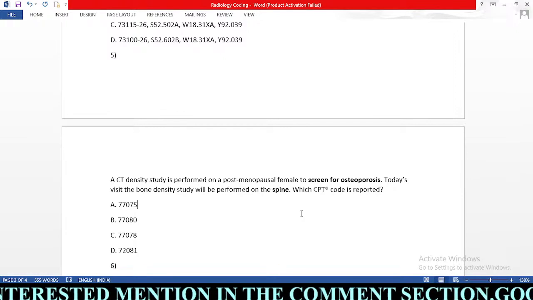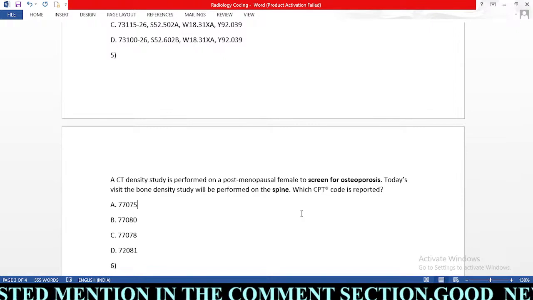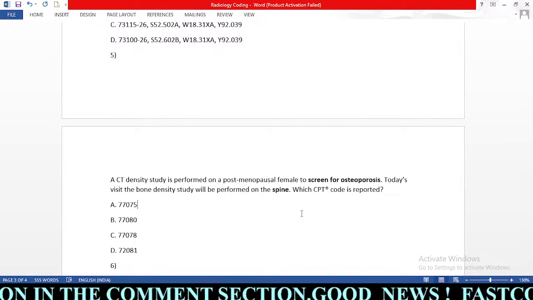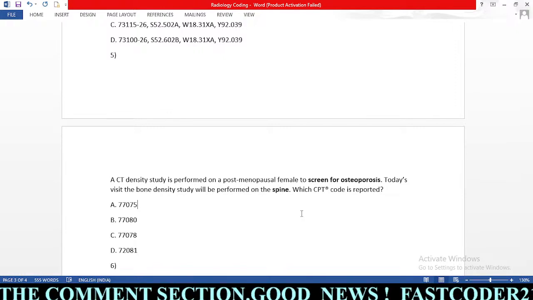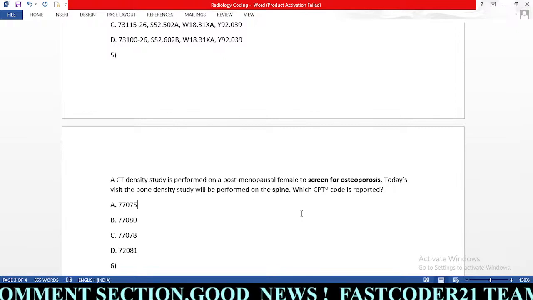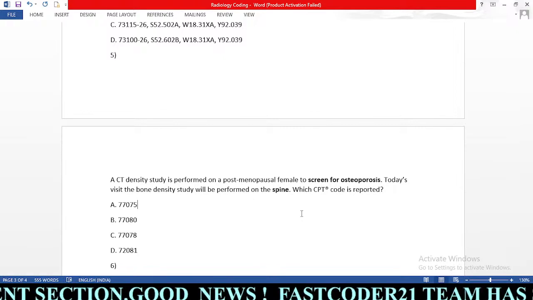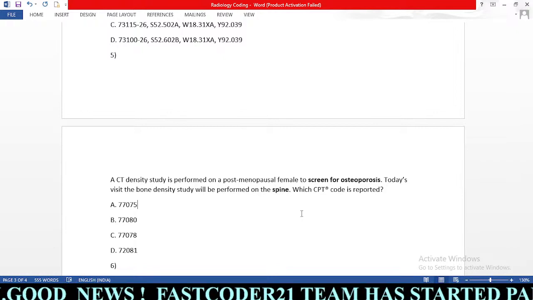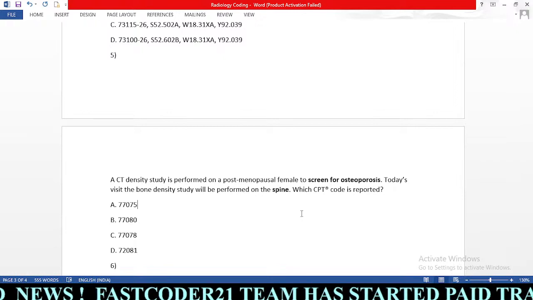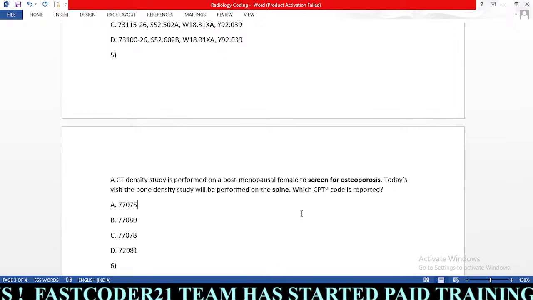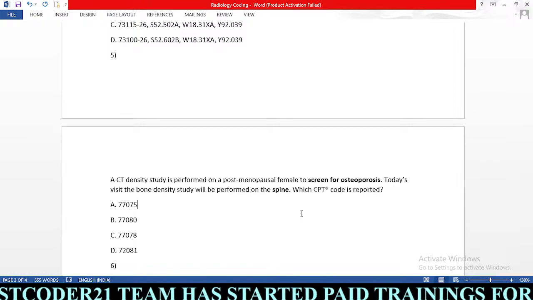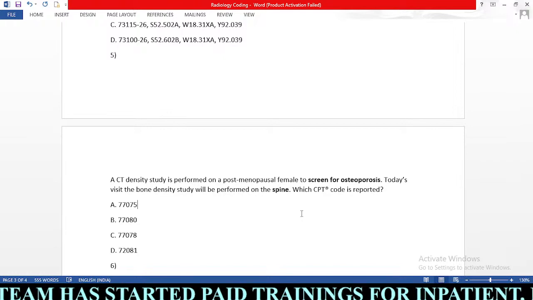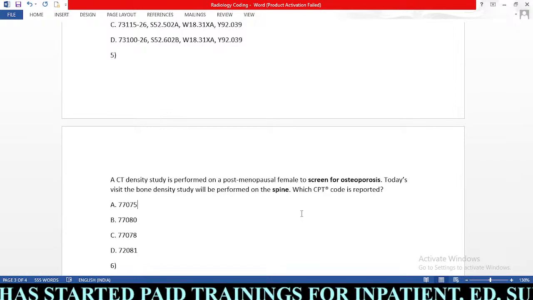So what is next? 77080. So 80 is for computed tomography bone mineral density study, one or more sites, axial skeleton. So this is also correct. 77078 is correct. So if you check 80, dual energy X-ray absorption study, DXA. But here physician did not do DXA. So they need to mention I have performed DXA in the document in order to code 77080.